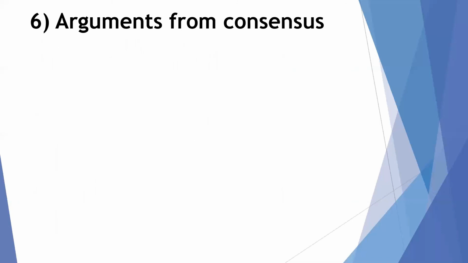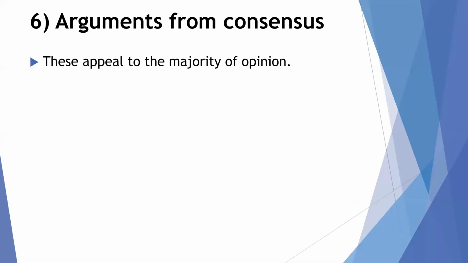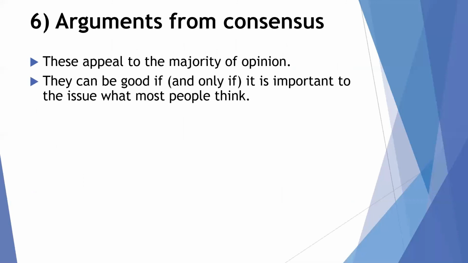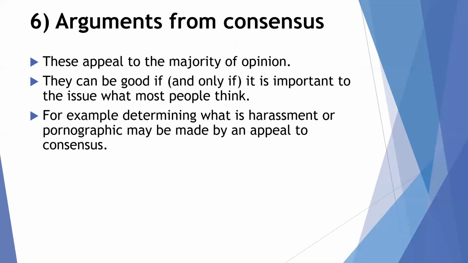Finally, our sixth argument form that we're going to consider, a type of inductive argument, is an argument from consensus. This is an appeal to the majority of opinion. Now, these can be good if and only if it's important to the issue what most people think. So, for example, determining what is harassment or determining what is pornographic could be made by an appeal to consensus. In fact, legal cases have done this in the past.